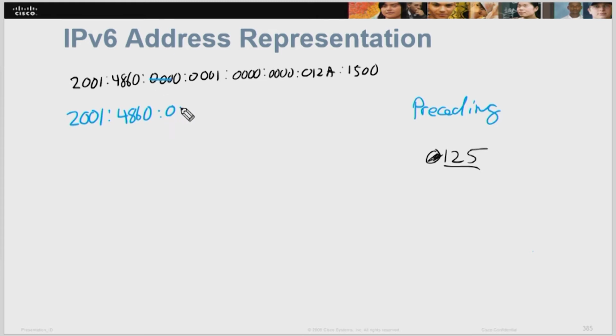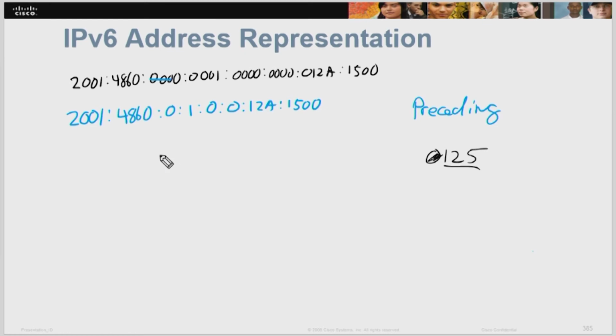So I can say colon 0 colon. What about 0001? Again, I can get rid of the 3 preceding zeros, so I can just call it colon 1. What about 0000? Yeah, we saw that from before. 0000, yep, we saw that from before as well. What about 012A? I can get rid of the preceding 0, 12A. What about 1500? Got to have this whole thing. I cannot get rid of trailing zeros, so that whole piece has to stay. So that is one more clear, more clean representation of an IPv6 address.